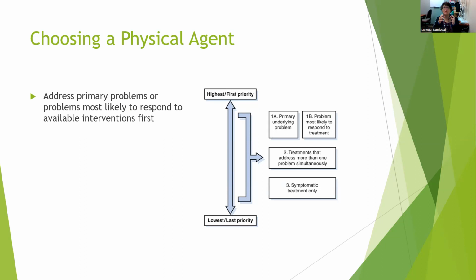We also sometimes use a physical agent just for symptomatic treatment, specifically treating pain or relieving some of the issues. And so that's kind of our lowest priority. If we can do something that's going to affect the underlying problem, that's great. We want to prioritize it. If it's only for symptomatic treatment, it might not be our first choice. There might be something else that we could do.